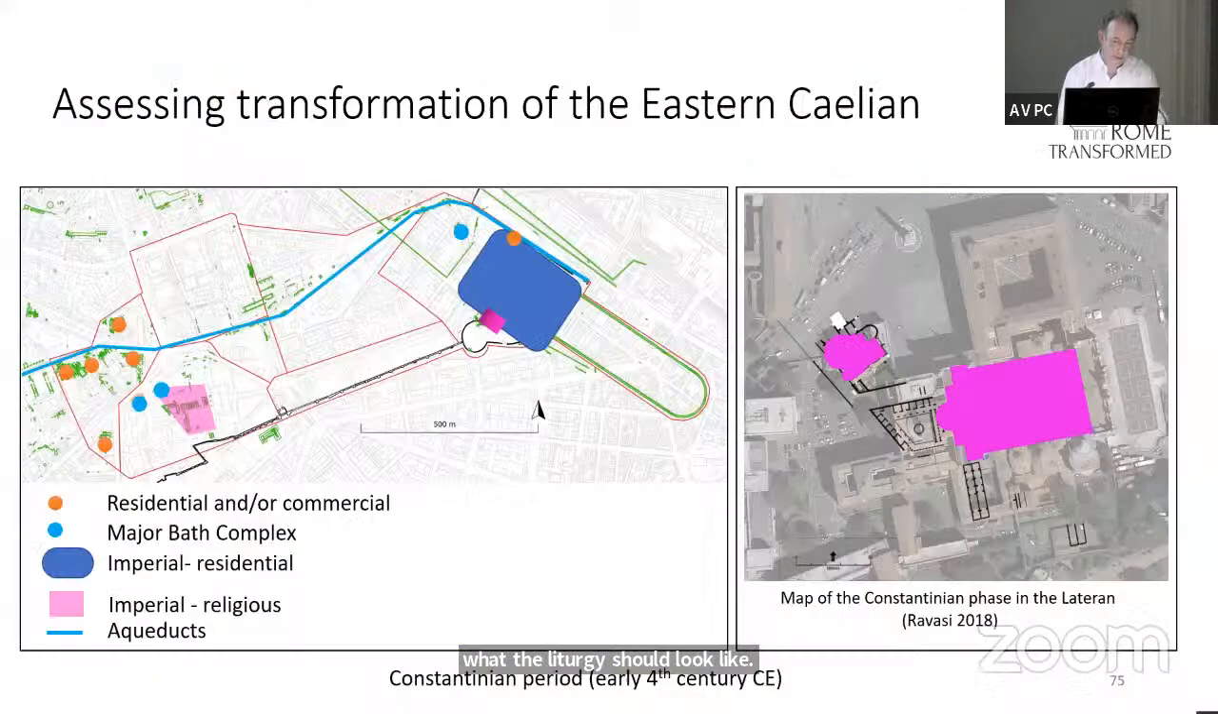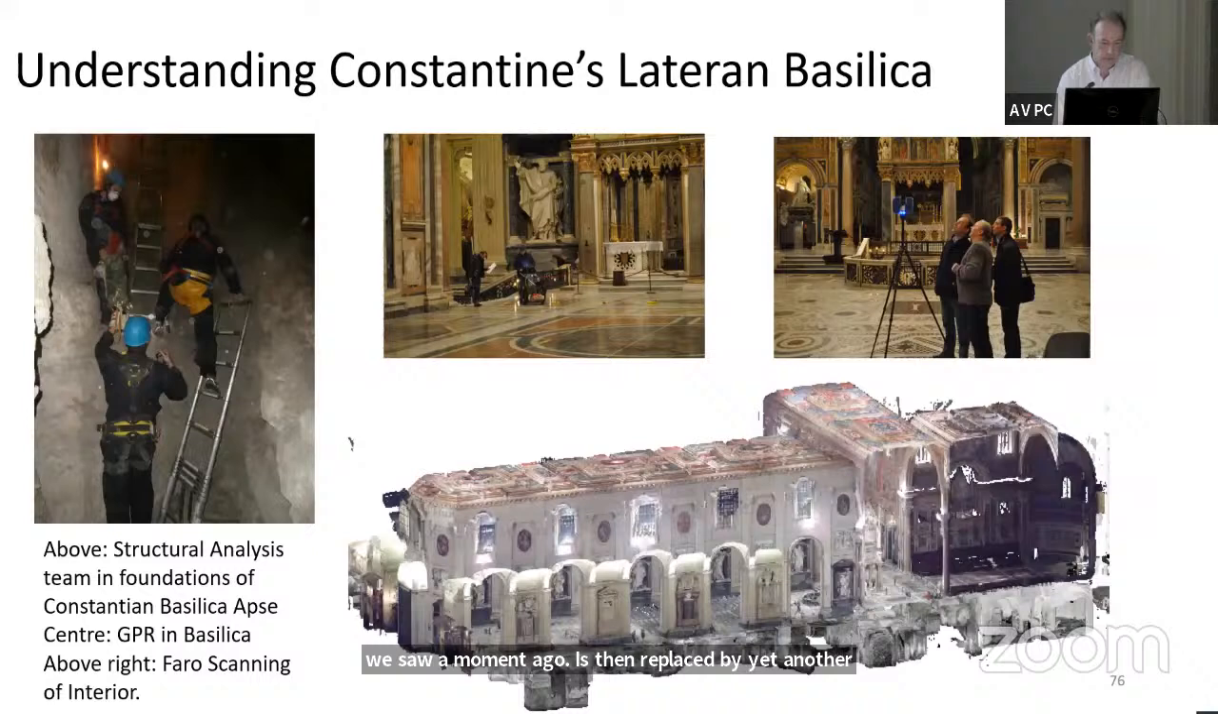It's also a place that powerfully influenced ideas about what the liturgy should look like, how Christian worship should be conducted. Now, the decision in the aftermath of the Battle of Milvian Bridge in the early 4th century by Constantine to give the land that had been previously part of the militarized landscape of Severan Rome to the church has profound consequences. The Castra site that you saw a moment ago is then replaced by yet another monumental structure, this time a cathedral. Understanding that basilica is extremely important to us, and it's part of a project that predated Rome Transforms, and my apologies if some of this is repetition to you, but it involves methods that we used for that project that help form our approach here.